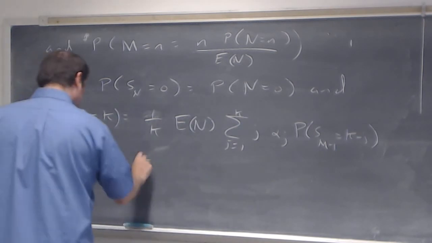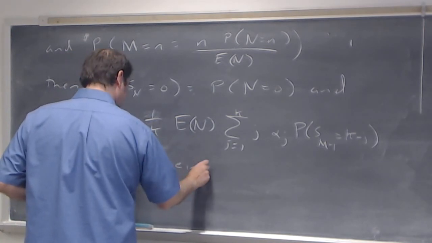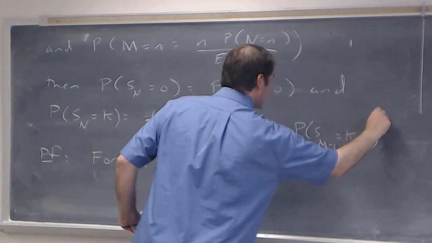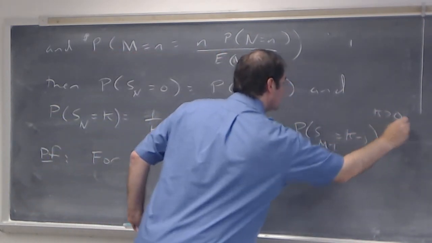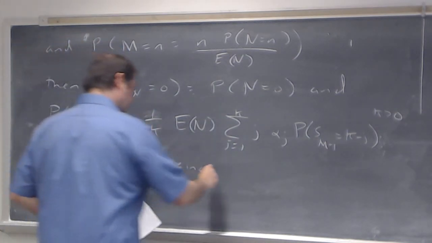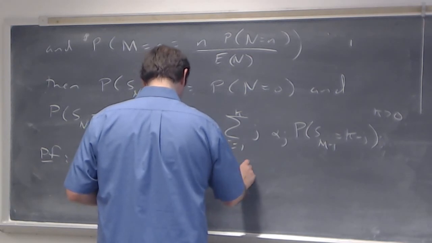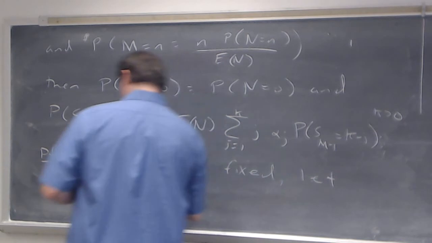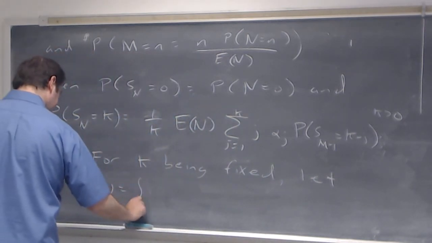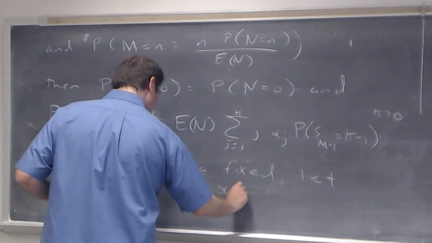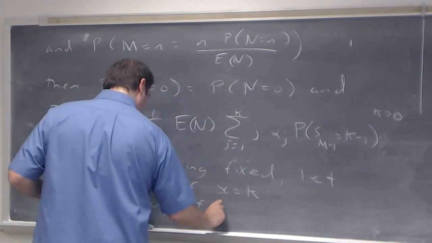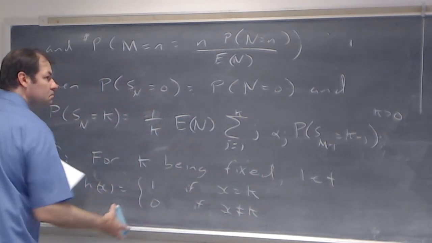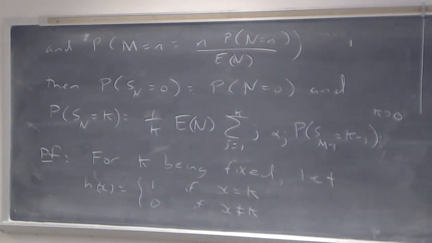For k being fixed, okay, now this statement was true for k equal to 0, we're done with this. What we're thinking is k is greater than 0. For k being fixed, we let h of x be equal to 1 if x equals k, and we let it be 0 if x is different from k. So we're defining this function.